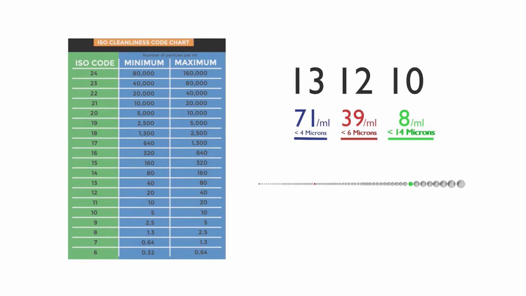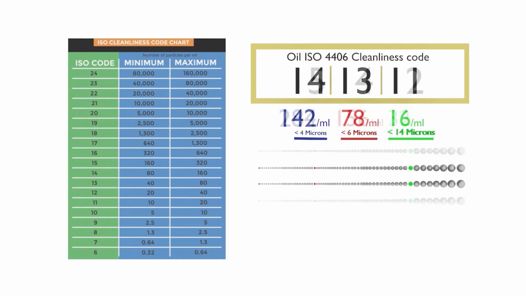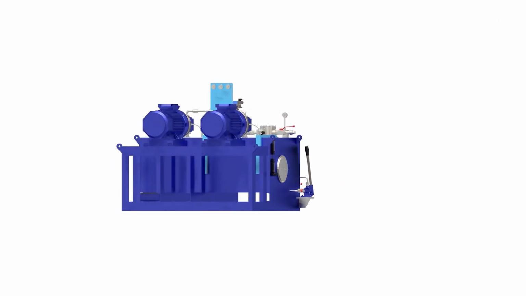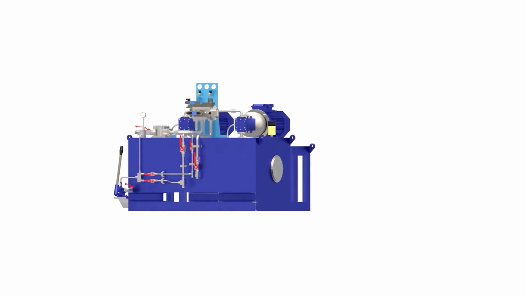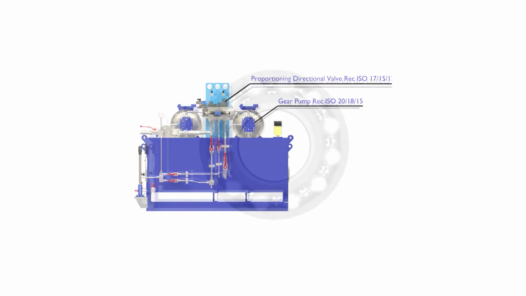And it's these three numbers, arranged from the greater than 4 micron to greater than 14 micron, which constitute the oil's ISO4406 Cleanliness Code, with each progressive number indicating a doubling of contaminant from the previous. And it's this code which lube and hydraulic component manufacturers assign as recommended operational cleanliness levels for each of their components, such as, but not limited to, pumps, oil proportioning valves, and bearings.